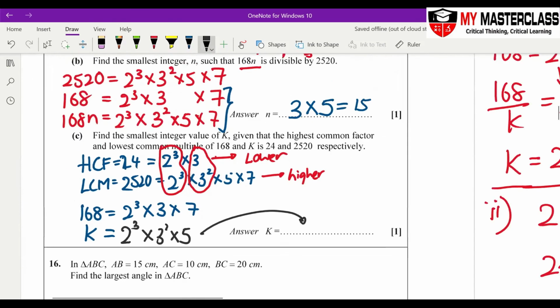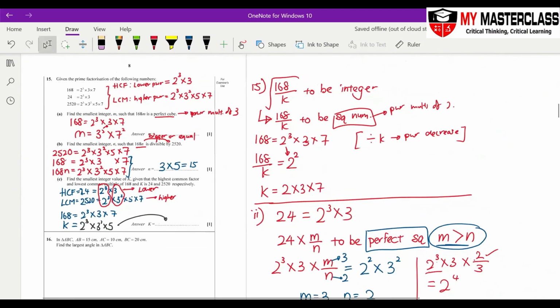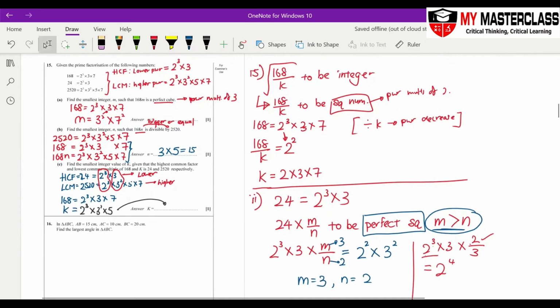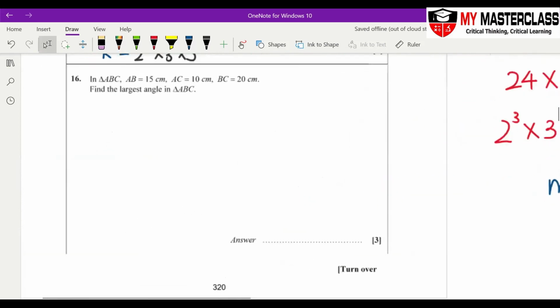And yes, I cover everything that you need for all the kinds of prime factor questions that you want. Later, I'll let you see the top. Okay? Next one. Number 16.